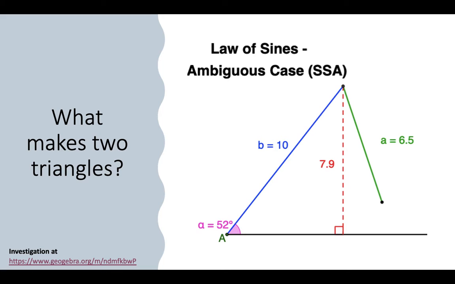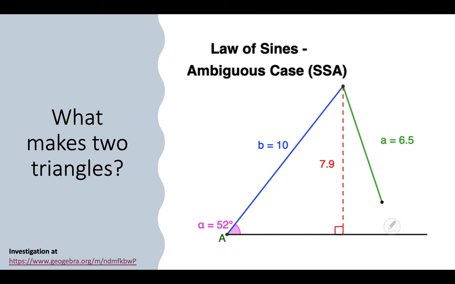So when you look at this first one, we decided yesterday that it was not possible to get a triangle from angle A 52 degrees, side A 6.5, and side B 10, right? A was just too short, okay? How long did A have to be in order to make a triangle? 7.9, okay? So it's not working right now, and let's see what happens in the calculator when we try this out.